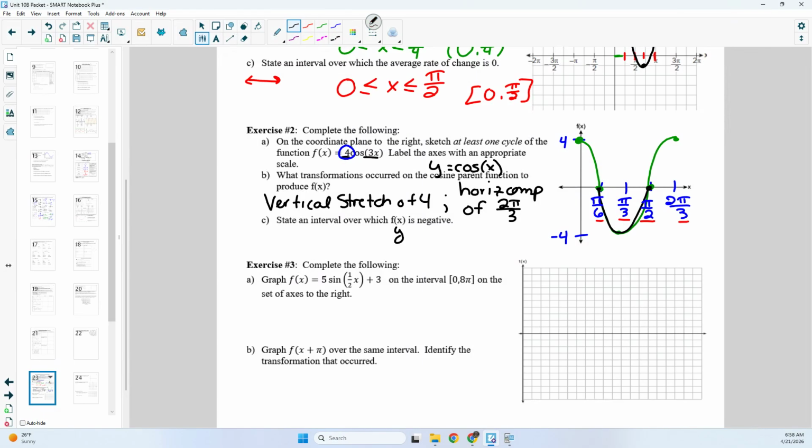So looking at the next one, interval where it's negative. So we do not want it to equal 0, so I'm not going to include those numbers. So the graph is negative between pi over 6 and pi over 2.